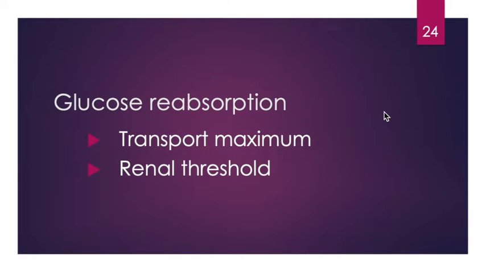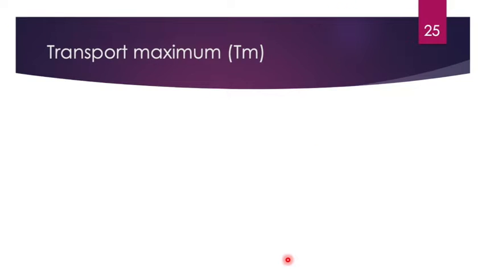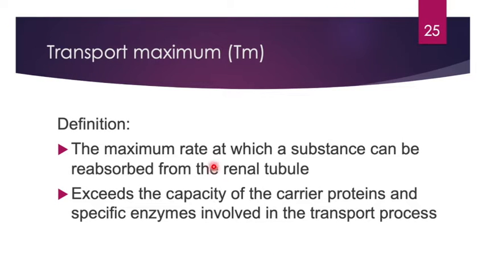Now we are moving to the second learning outcome for this topic, regarding glucose reabsorption, which are transport maximum and renal threshold. Transport maximum is the maximum rate at which a substance can be reabsorbed from the renal tubule, or when a filtered substance exceeds the capacity of the carrier proteins and specific enzymes involved in the transport process. So, what does that mean?